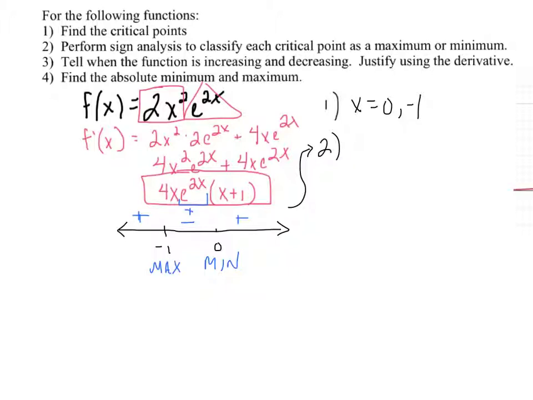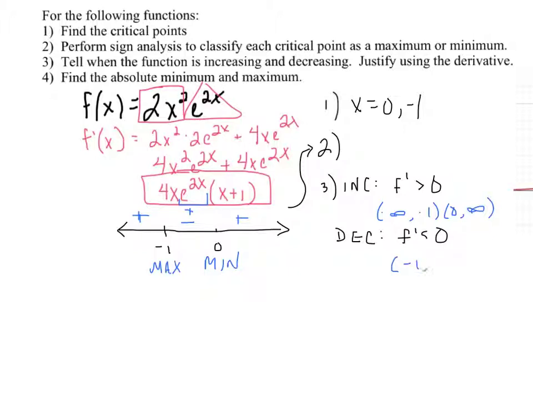Number 3, where is it increasing or decreasing? Well, it's increasing, let me just make a note here, when the derivative is positive. Okay, so looking at our sign analysis here, that's from negative infinity to negative 1, and from 0 to infinity. And it's decreasing when f prime is less than 0, so that is from negative 1 to 0.